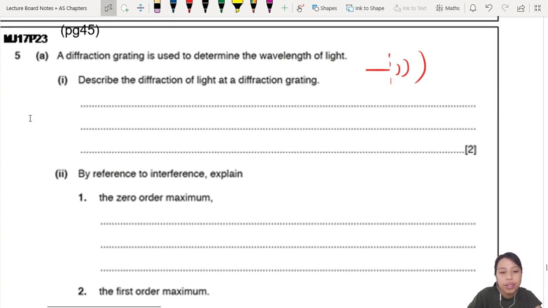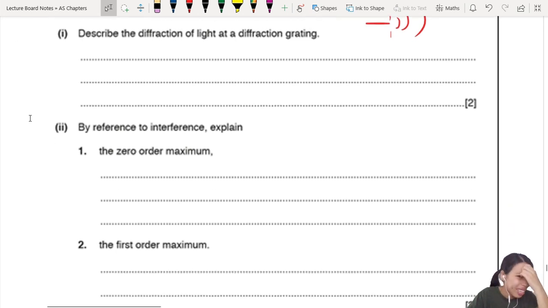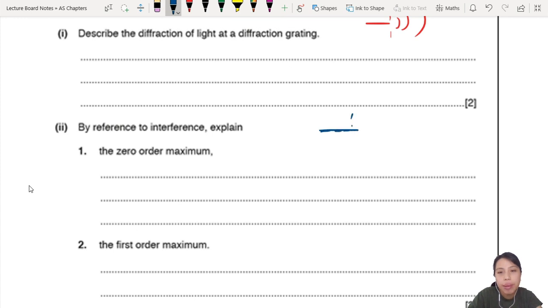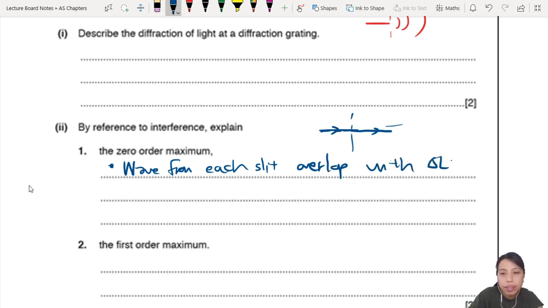By reference to interference, explain the zero order maximum. Hey, this is the same exact question. These three parts are the same. Wow, means very popular. They like to ask this, so you better know how to describe. You want to say zero order maximum: the light comes in, all the same path difference, so all the lambda is the same, all the colors of the rainbow. You want to describe the same way: wave from each slit overlaps or superposes with the same path difference, or you can say same phase difference. And because of that, they are all constructive in the middle.